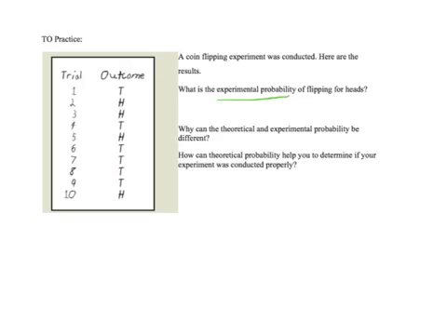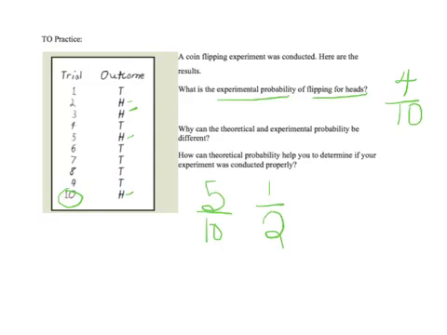Experimental probability of flipping heads. Well, how many trials did they have? Well, they had 10, so that becomes our bottom number for the experimental. How many heads did they have? 1, 2, 3, 4. So 4 out of 10 was our experimental probability for flipping heads. In theory, we know if we flip the coin 10 times, half of them will be heads, 1 out of 2. 1 heads out of 2 possible, heads or tails. So we should have gotten heads half of the time, so it should have been 5 out of 10.